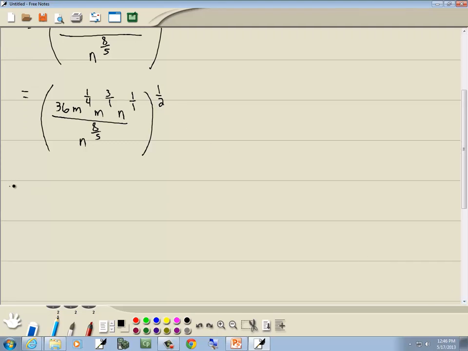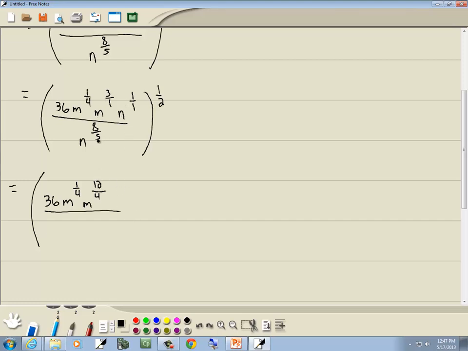Okay, let's look at the m's first. Now I got 1/4 and 3 over 1, so my denominators are 4 and 1, so my common denominator would be 4. So I got m to the 1/4 and m to the 3 over 1. I multiply the bottom part by 4. To get the common denominator, I have to multiply the top part by 4. 4 times 3 is 12, so that gives me 12/4.